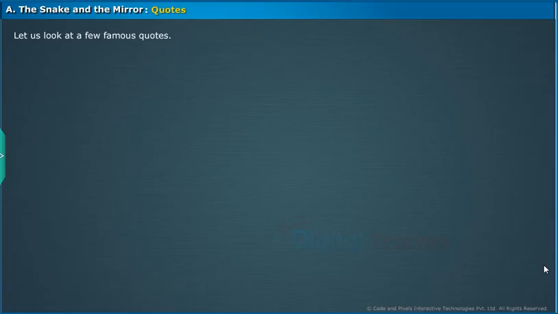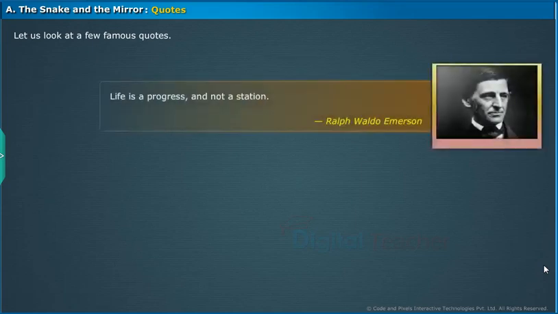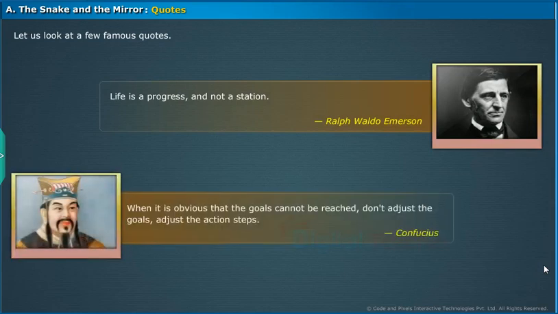Let us now listen to a few famous quotes. Life is a progress and not a station, by Ralph Waldo Emerson. When it is obvious that the goals cannot be reached, don't adjust the goals. Adjust the action steps, by Confucius.